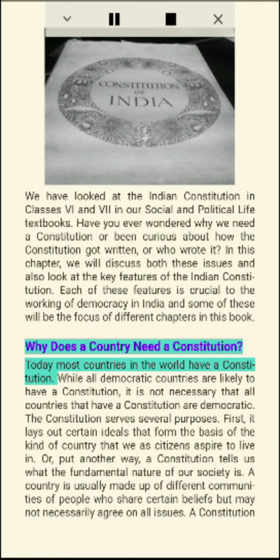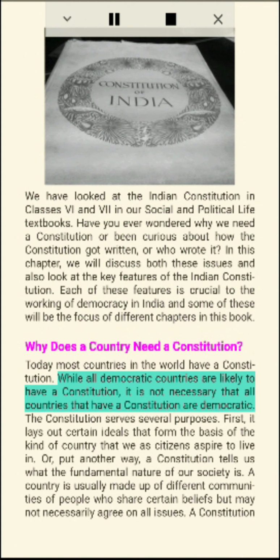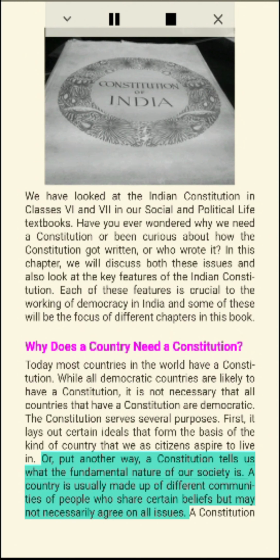Why does a country need a constitution? Today most countries in the world have a constitution. While all democratic countries are likely to have a constitution, it is not necessary that all countries that have a constitution are democratic. The Constitution serves several purposes. First, it lays out certain ideals that form the basis of the kind of country that we as citizens aspire to live in. Or, put another way, a constitution tells us what the fundamental nature of our society is.